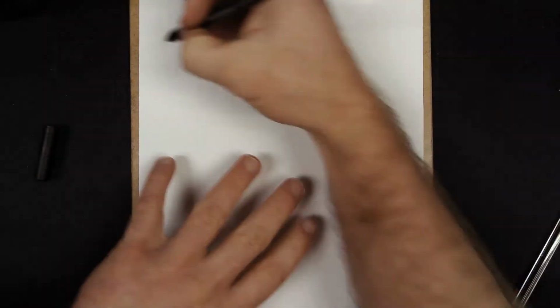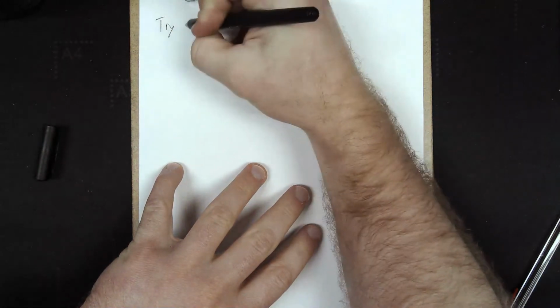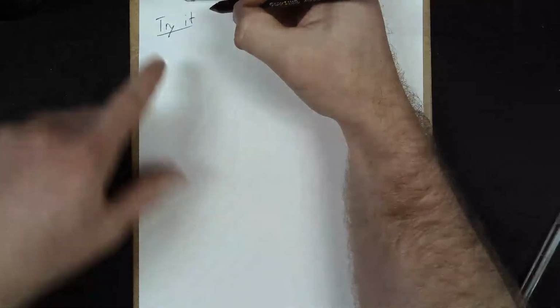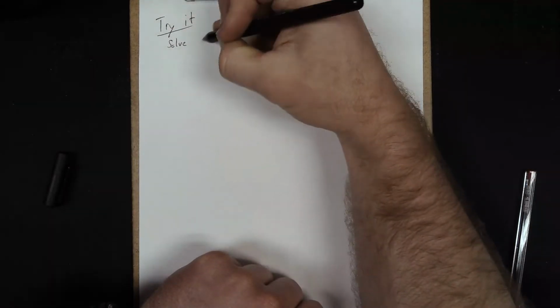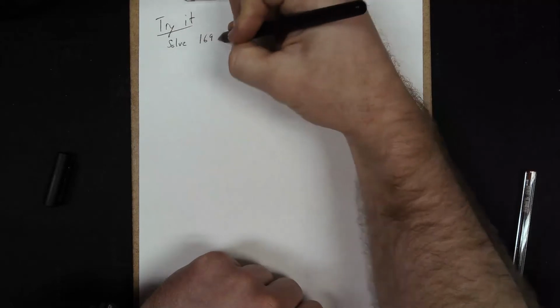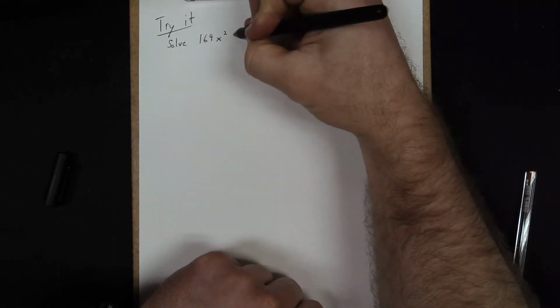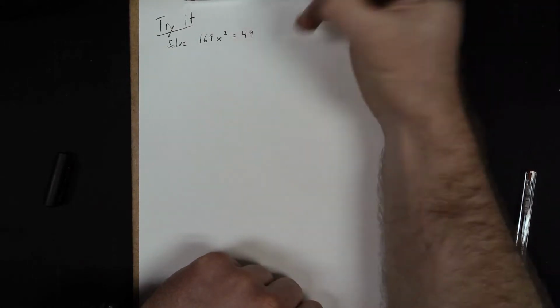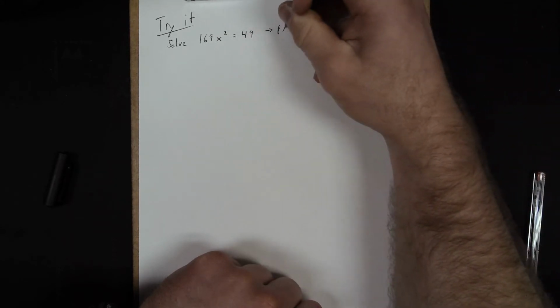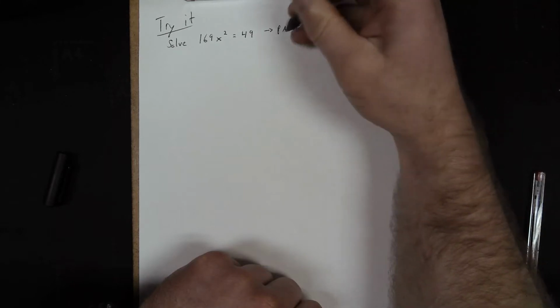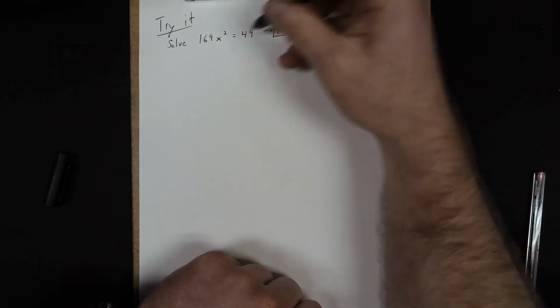All right, so most of us are probably going to be coming here from the last video, which was examples 644 and 645. So if you want to, go ahead and start off with this try it. Solve 169x squared is equal to 49. All right, so go ahead and pause your video if you want to give that a shot.